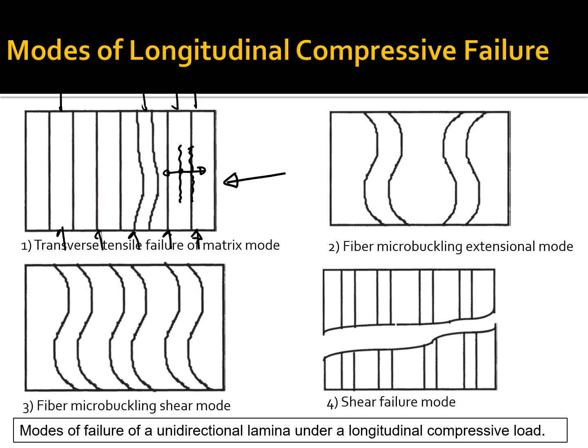You can get fiber microbuckling extensional mode. You can get the fiber microbuckling shear mode, or you can get the shear failure of the fibers itself when you are applying a compressive load. So what we're going to do is calculate the sigma 1c ultimate, the ultimate compressive strength, which will be predicted by these four modes, and then we'll take the minimum of those four as the predictor of our ultimate compressive strength in the longitudinal direction.